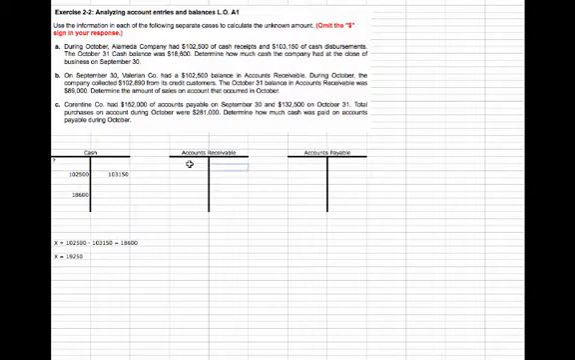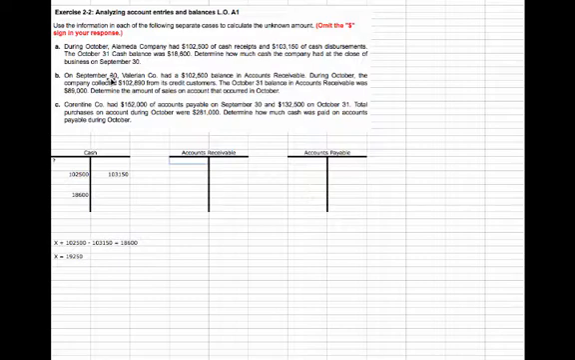So now we'll look at the problem, and it says on September 30th, Valerian Company had a balance of $102,500 in accounts receivable. During the month of October, the company collects $102,890 from its credit customers, and the October 31 balance in accounts receivable was $89,000. So what we have here is, if you look here, September 30th, we're doing this for October.